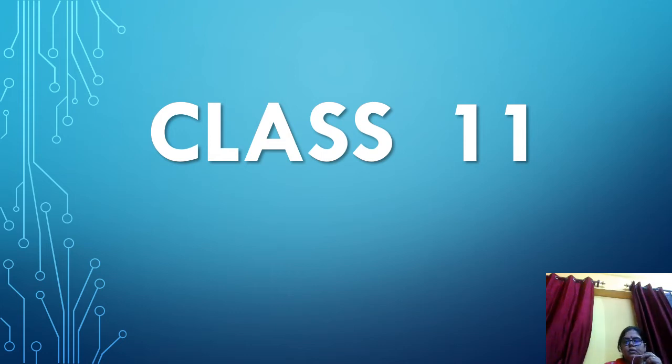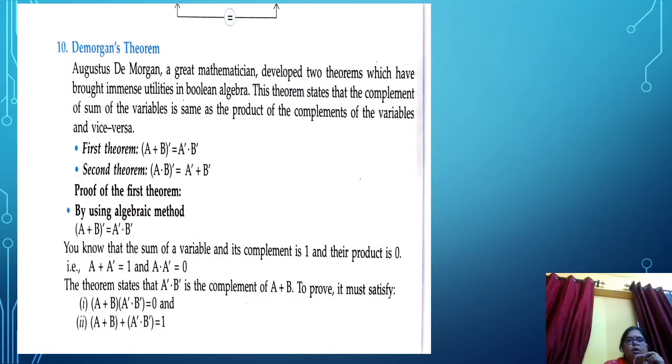In the previous PPT, we have gone through many slides of the Boolean laws. Now we are going to continue with that. In this, we will continue with De Morgan's law. Okay. Now the law is De Morgan's theorem.